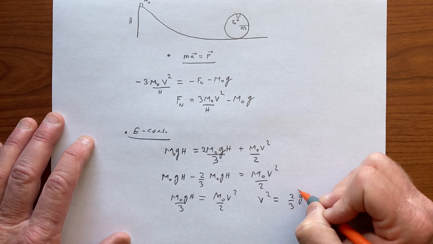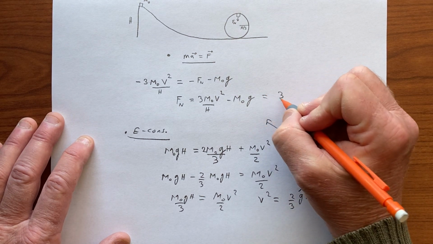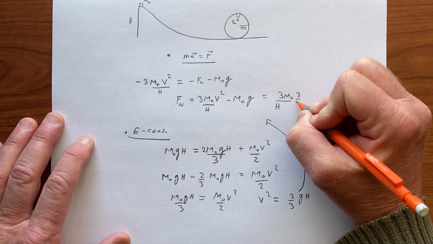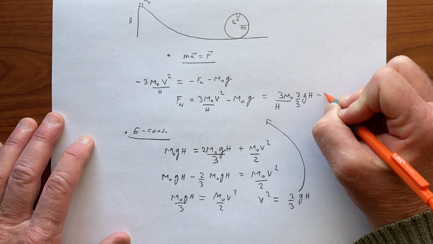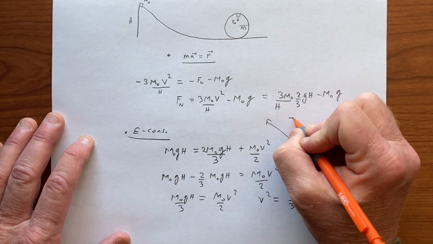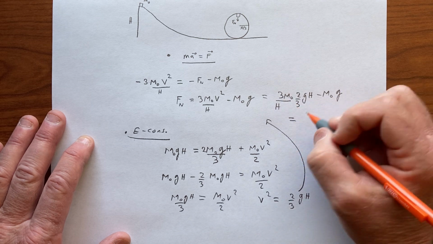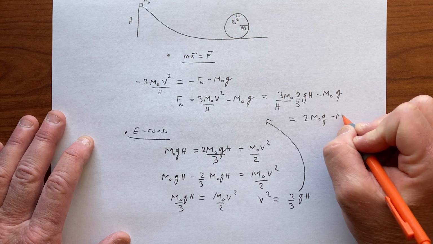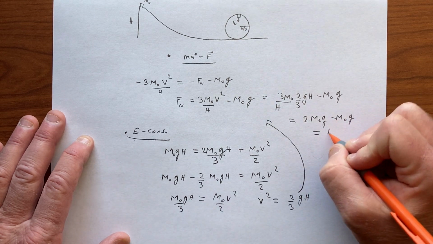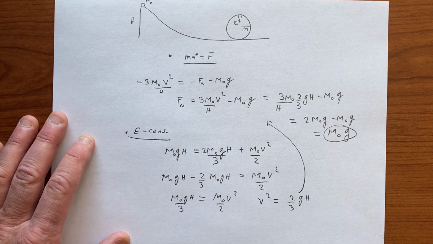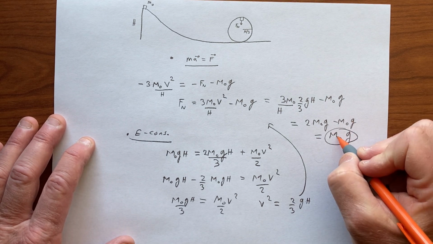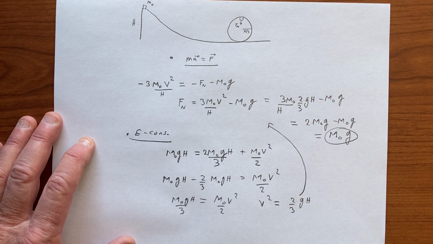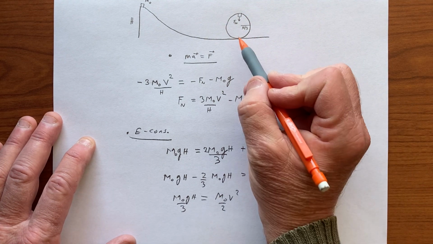And so we'll plug this v squared into this equation, and we'll get 3 over h times m naught times 2/3 gh, minus m naught g, and that gives us, the 3's cancel, we get 2 m naught g minus m naught g, and that gives us m naught g. And we see that the normal force is less because gravity is actually helping to push the object downward, less than it was when the object was here.